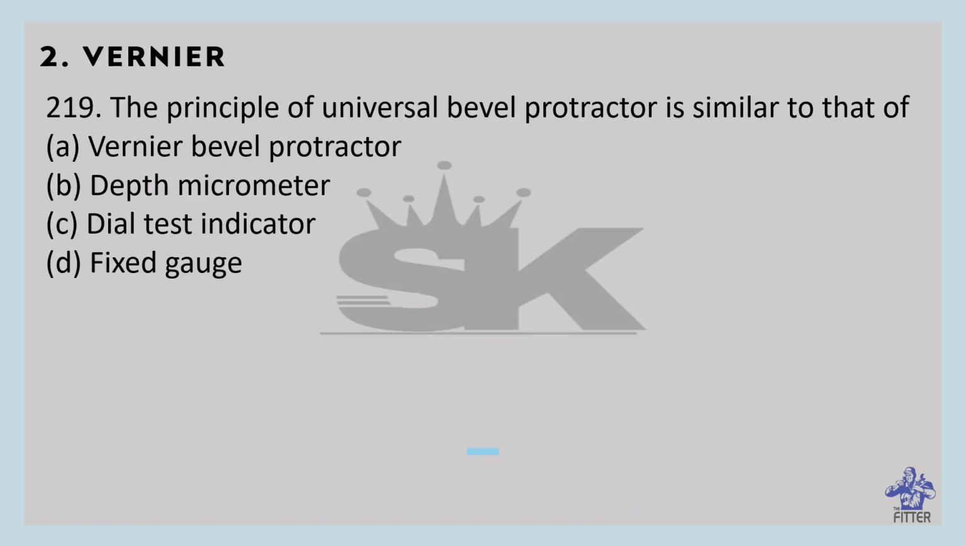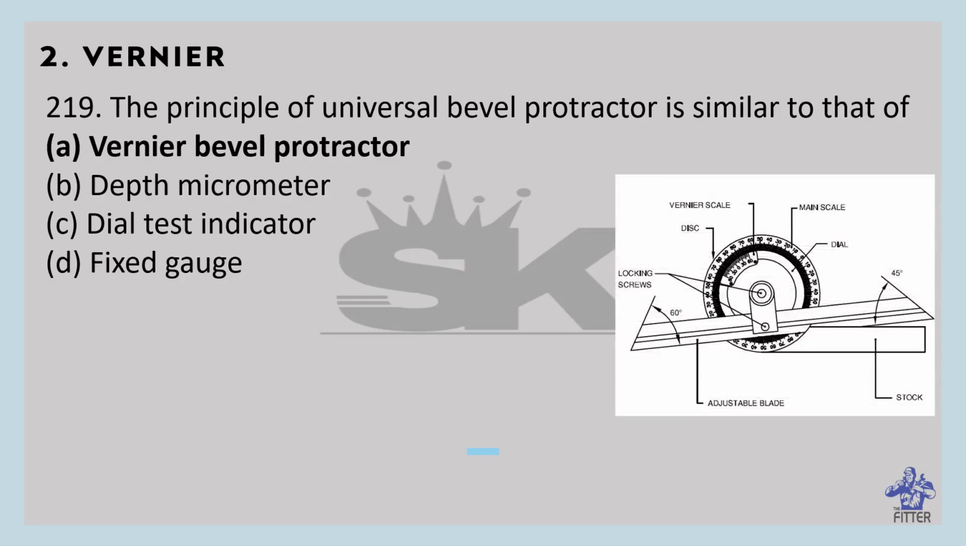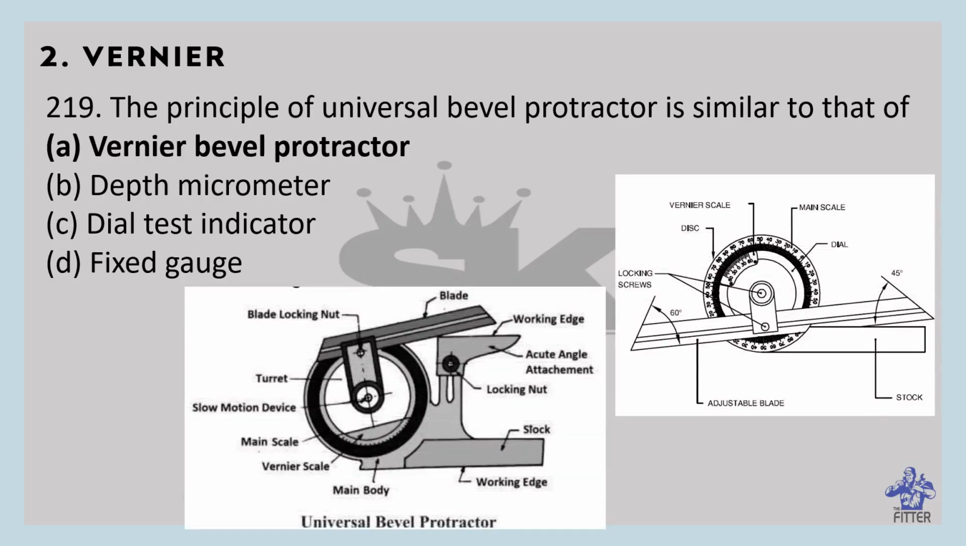The principle of the universal bevel protractor is similar to that of the vernier bevel protractor, option A. This is the vernier bevel protractor and this one is the universal bevel protractor. The principle is the same.